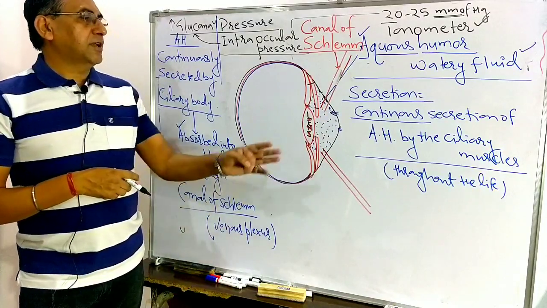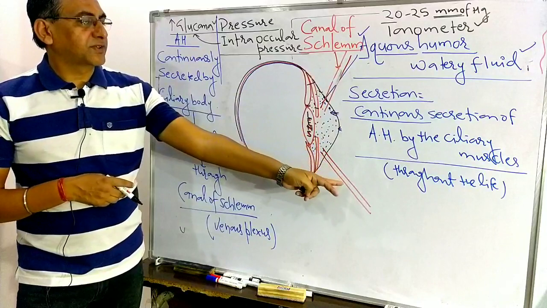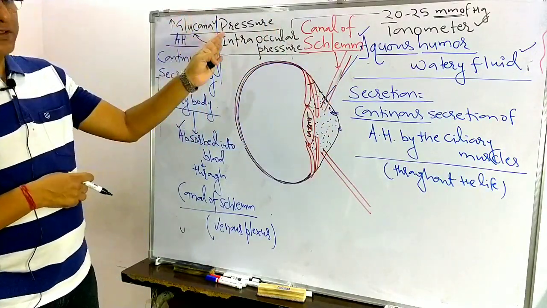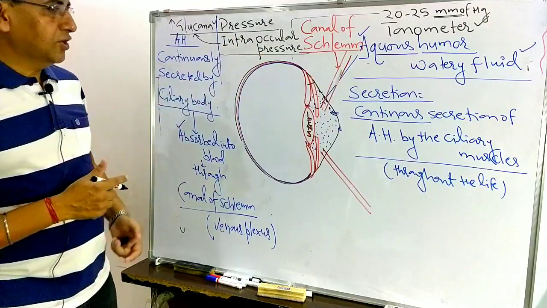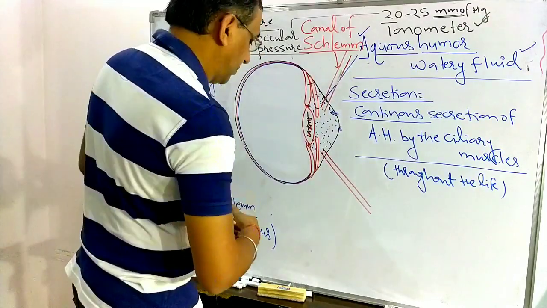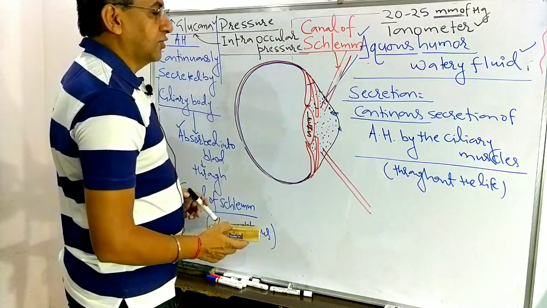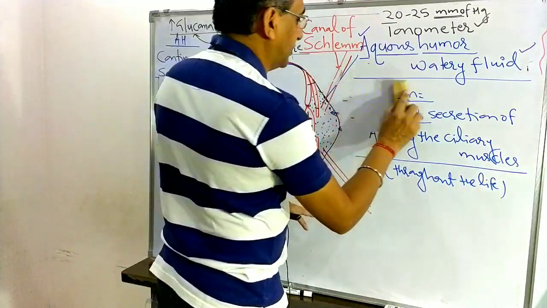But sometimes if there is obstruction in the canal of Schlemm, then the intraocular pressure increases. When intraocular pressure increases, the condition is known as glaucoma here. So this one is about the anterior chamber and the fluid which is filled here, that is known as the aqueous humor here. So what is the name of the fluid?